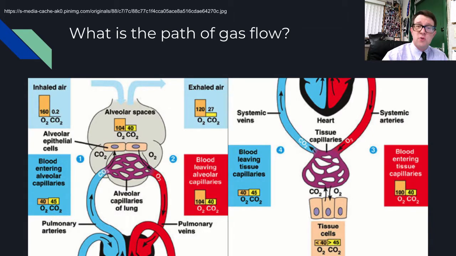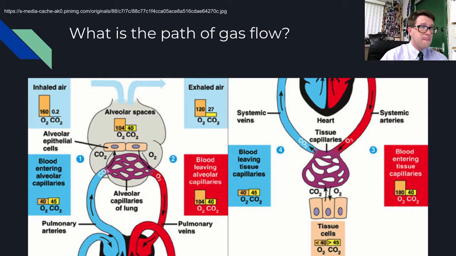If I look at CO2, I want it to go from my cells into the environment, which means the highest pressure of CO2 must be in my cells and the lowest must be in the environment. So what do we notice? Our tissues are at a 45. The blood's at a 40. 45 is bigger than 40. CO2 goes into your bloodstream, travels on out till you get to your lungs, where the pressure is 40. Well, 45 is bigger than 40, so this CO2 is going to go into your lungs.